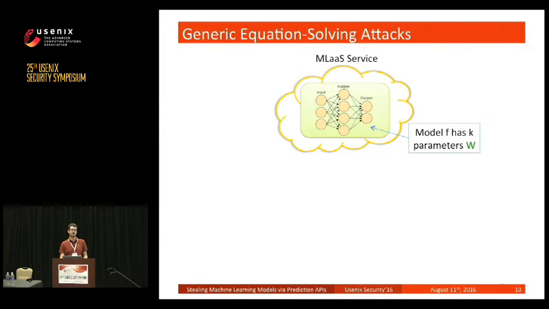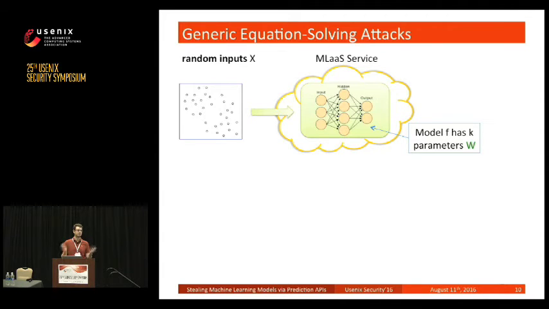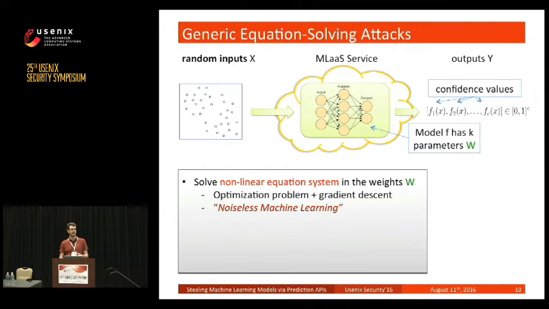We show that it can generalize to more complex model classes, such as general neural networks, where the idea is essentially the same. You take a bunch of random inputs, query your model, and get the corresponding outputs, so these exact probability values from the model. Then again, you can set up an equation system in the unknown parameters of the model. Here we assume that the structure of the model is known. The only difference compared with the previous case is that this equation system is nonlinear, so it's a bit more complex to solve, but there are very well-known techniques from optimization that allow you to solve these kinds of systems.